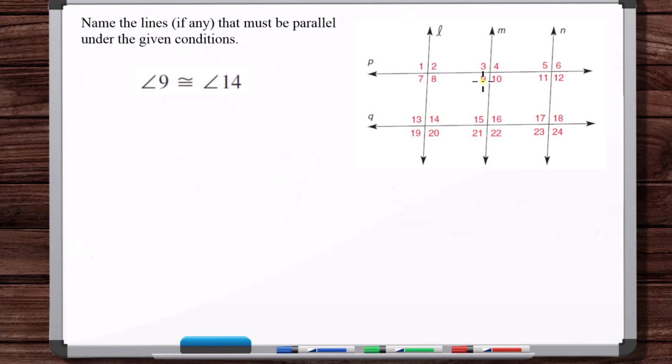So, that looks like it's going to not give us any information either. Involved in creating angle 9 is line P and line M. And involved in creating angle 14 is line L and line Q. Yeah, there's no transversal here. They don't have any lines in common. Now, maybe if we had some information about how these angles are related to these angles, then we could go from here to here, then from here to here. But with just saying that angle 9 is congruent to angle 14, we can't conclude anything.